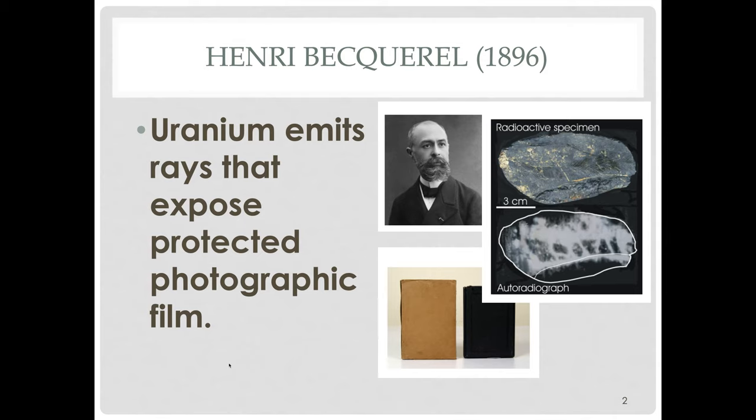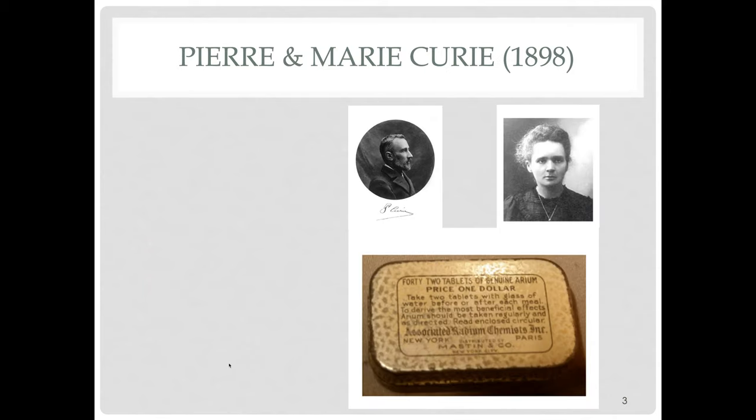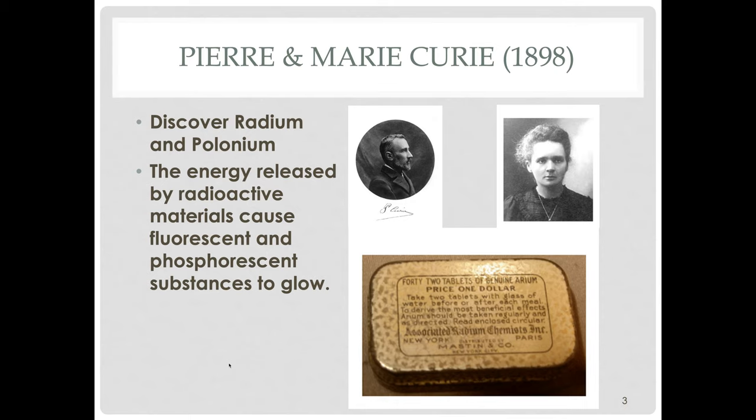So let's continue. Pierre and Marie Curie in 1898 discovered a couple of interesting elements, radium and polonium, which were significantly more radioactive than uranium. In fact, they gave off so much energy that if you were to mix these elements in with glow-in-the-dark paint, they would cause the glow-in-the-dark paint to glow.